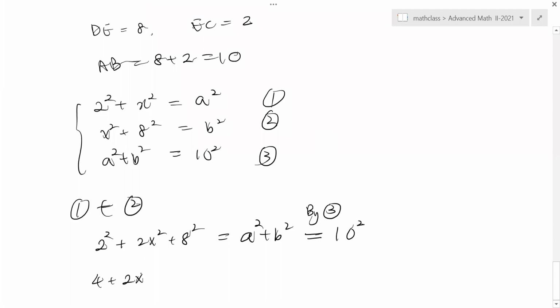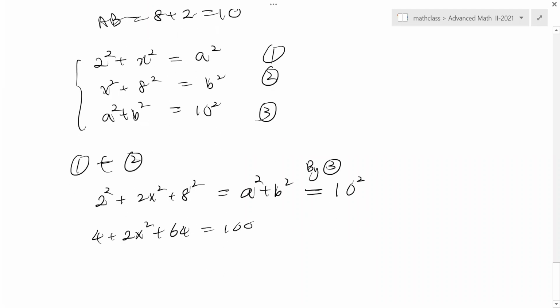4 plus 2x squared plus 64 is 100. Okay, and 2x squared equals 36 minus 4, which is 32. So x squared equals 16, and x equals 4.